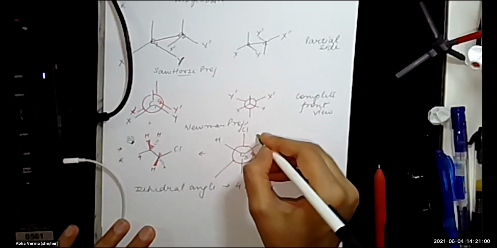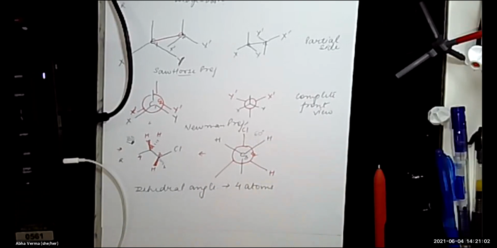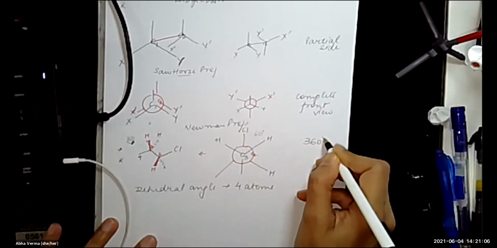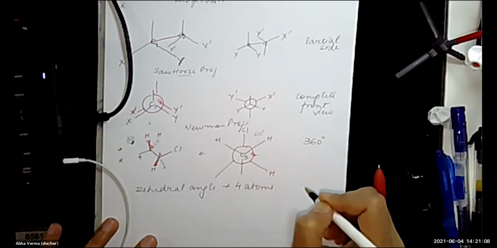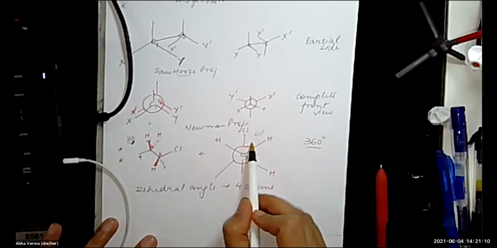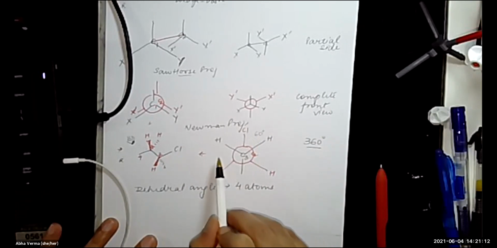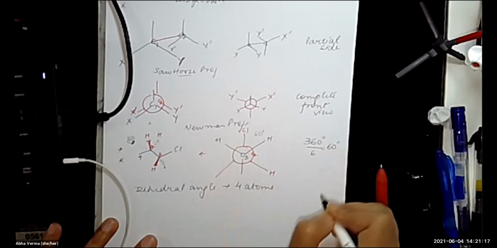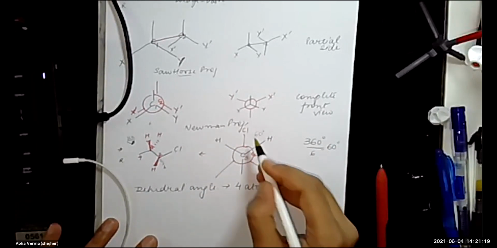It is a 60 degree. How do I know that? Across a circle, there are 360 degrees maximum possible. How many divisions do I have? 1, 2, 3, 4, 5, 6. If I divide it by that equally, I will get 60 degrees.